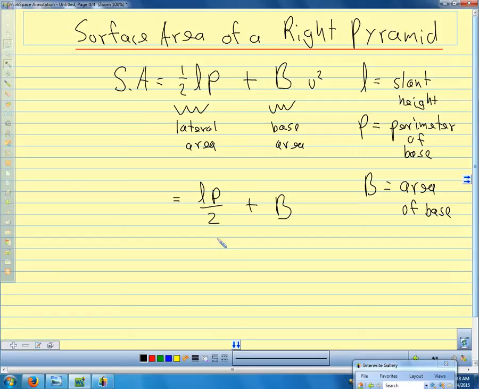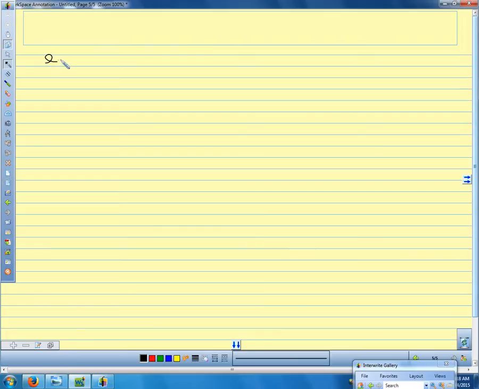So there's our formula. We need to know slant height, we need the perimeter of the base, and we need to know the area of the base. The area of the base depends on the shape of the base. Area of the square, area of the triangle, trapezoid, etc., etc. Are we good? Okay, let's look at a couple of examples. And then we'll talk about cones.